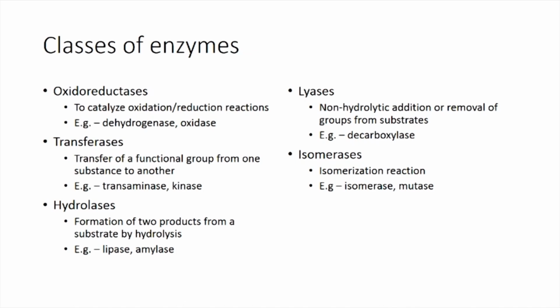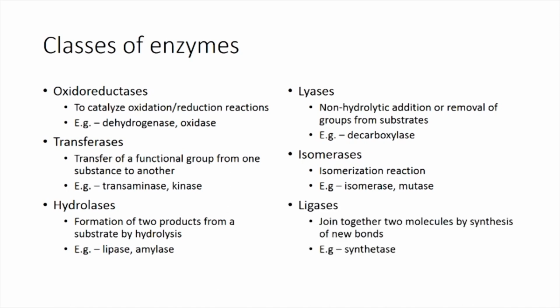You have isomerases which catalyze the isomerization reaction. Isomerase and mutase are examples. And you have ligases which catalyze reactions which join 2 molecules by formation of new bonds to form a final product. An example would be a synthetase. So, these are the 6 major classes of enzymes, and within these there are many subdivisions. We will not get into the details of that, as those are covered in basic biochemistry courses. If you are interested, please refer to a fundamental biochemistry book which will give you all the details about the subclasses for enzyme classification.